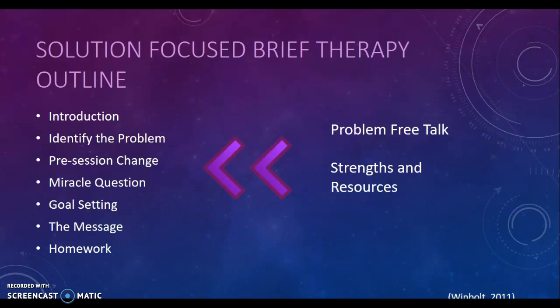Goal setting is important, then summarizing the message of the whole session, and then asking the client to do a little bit of homework for the next session. During this, you also want to use problem-free talk and identify the client's strengths and resources. And you also want to ask if there have been any exceptions to the problem, so times that the problem has been less noticeable or hasn't been there at all.